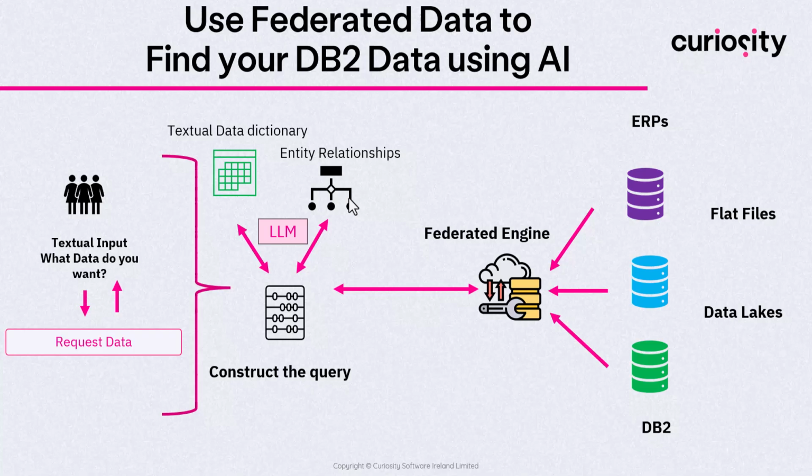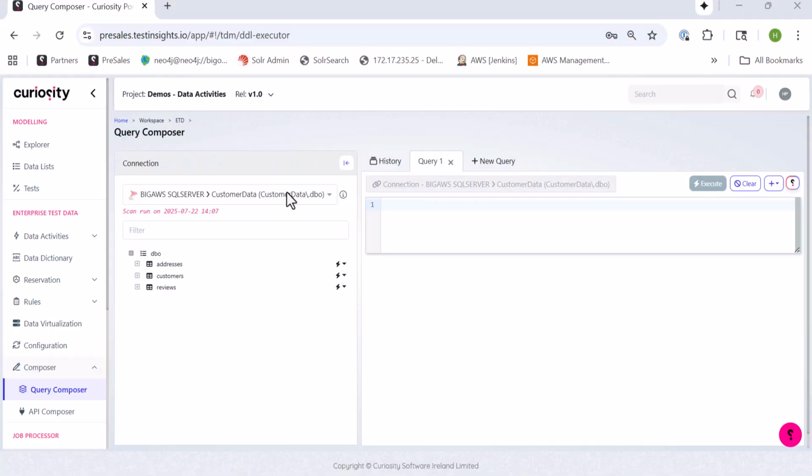We then bring in all the textual data dictionary that we built up, the entity relationships. We'll pass it to the LLM, which will construct the query, and then that gets passed into our Federated engine, which allows you to query data across multiple data sources. So let's see it in action.